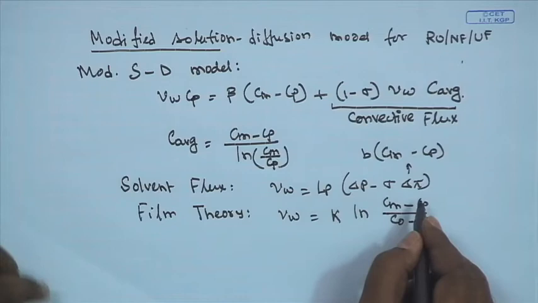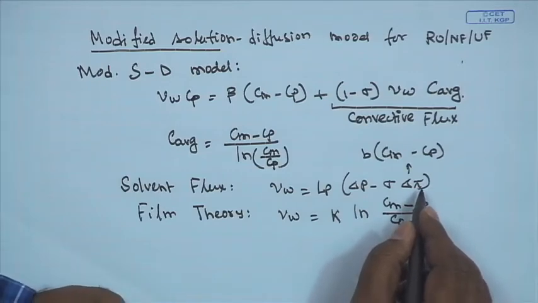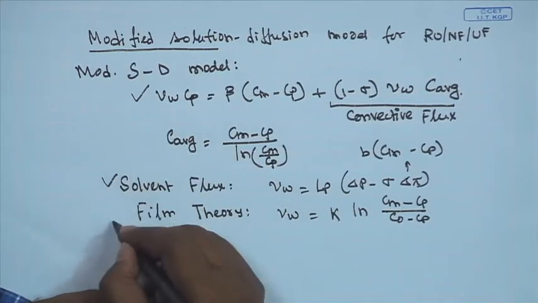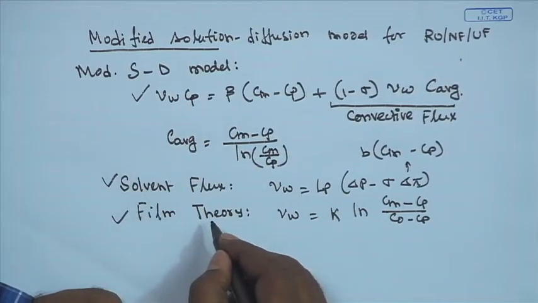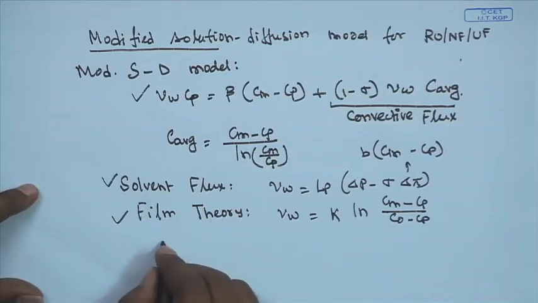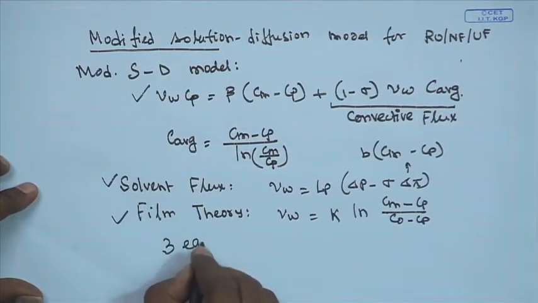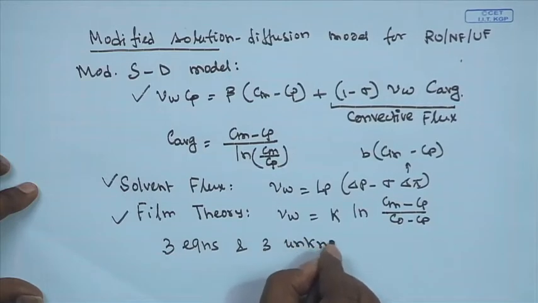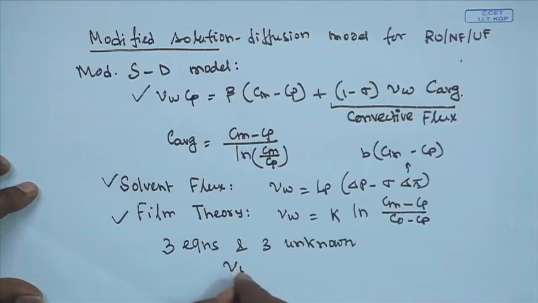If we consider that π is a linear function of concentration, then again we have 3 equations and 3 unknowns: Vw, Cm and Cp. These 3 equations with 3 unknowns can be solved, and one can get a system prediction of Vw, Cp and Cm.